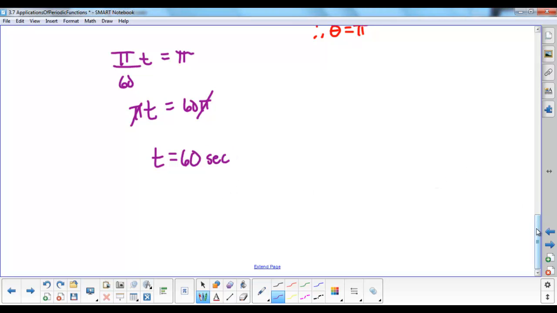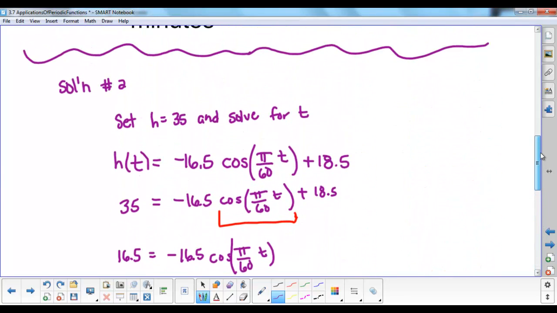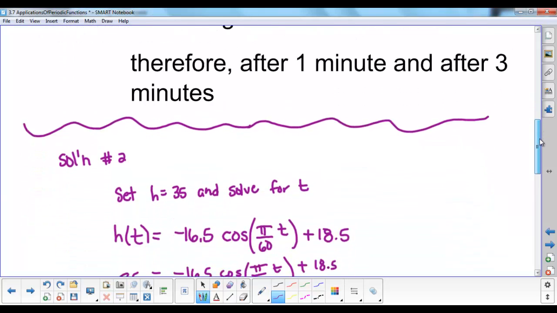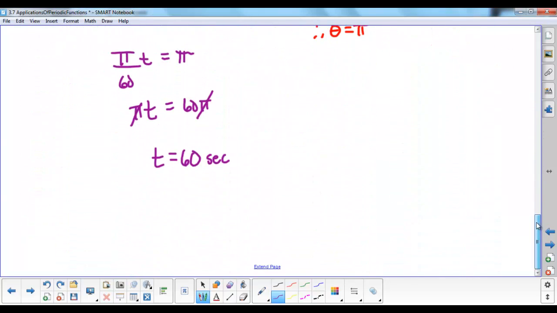So that tells me that just in one cycle, after 60 seconds, we would have reached our maximum, which corresponds to our other answer above, after 1 minute. Okay, but the original question was saying the ride lasted 4 minutes. So that tells me the Ferris wheel went around 2 times. So our job, again, is to find that second time that it reaches its maximum.